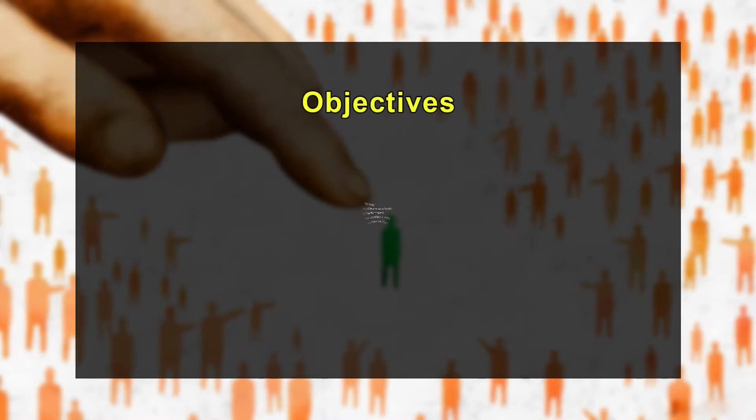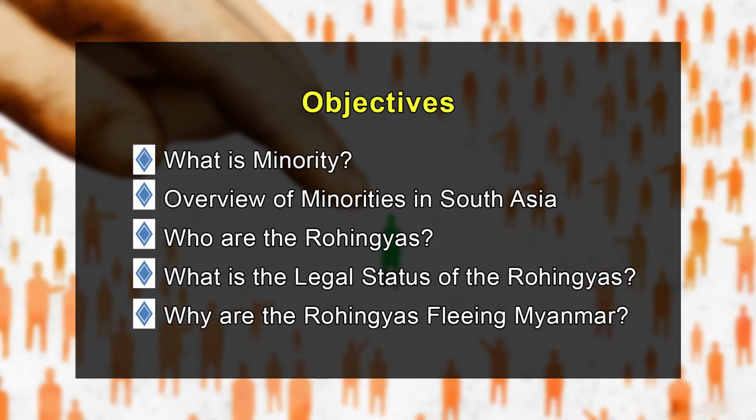Today, we will be talking about minorities in South Asia with special reference to Rohingyas in Burma. The focus of this lecture will be on following objectives. First, what is minority? Second, overview of minorities in South Asia. Third, who are the Rohingyas? Fourth, what is the legal status of Rohingyas? And the last, why are Rohingyas fleeing Myanmar?